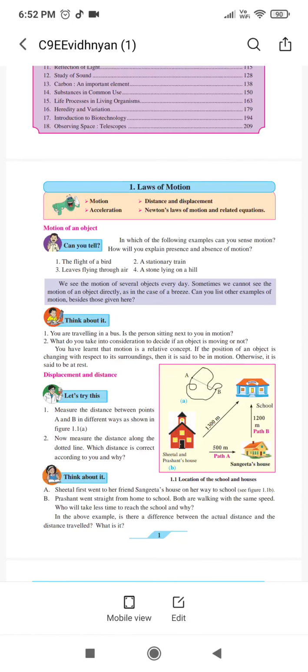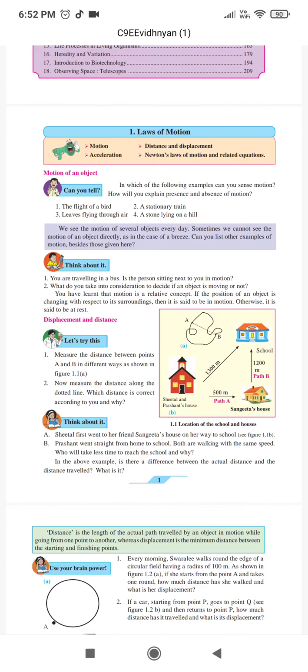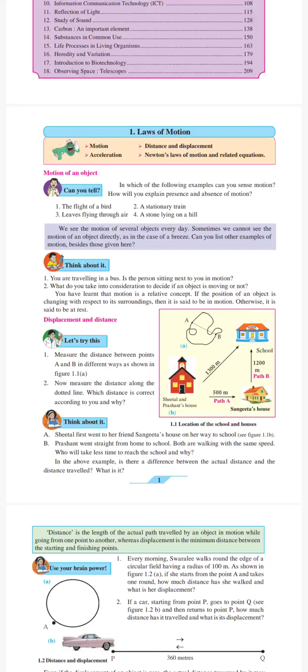The stone lying on a hill, the stone is there on the hill, that does not move. So you will see in this chapter things related to motion. Look, distance and displacement are given. First, when you are traveling in a bus, the person sitting with you, can you say that person is in motion? Then what do you take into consideration to decide if an object is moving? If the object is moving, then we can say that is motion.